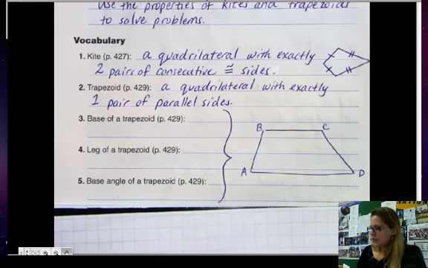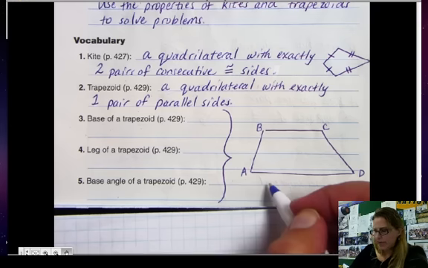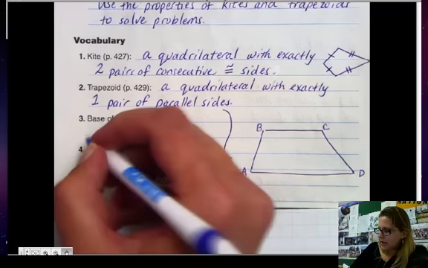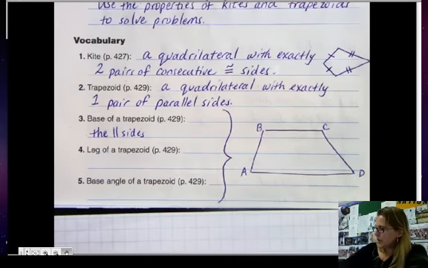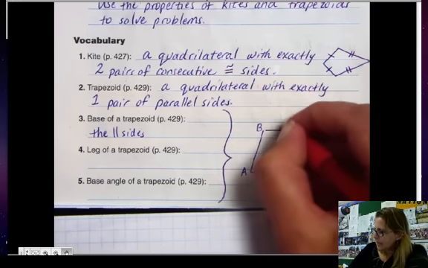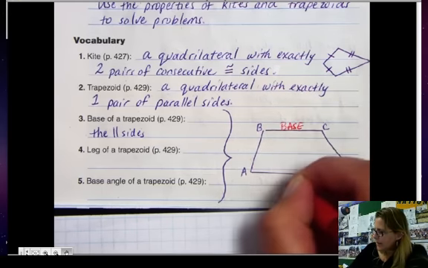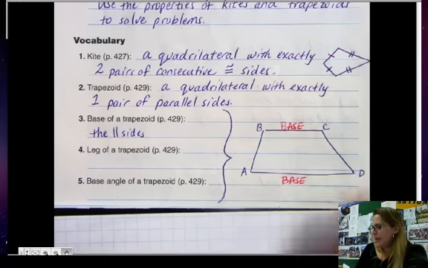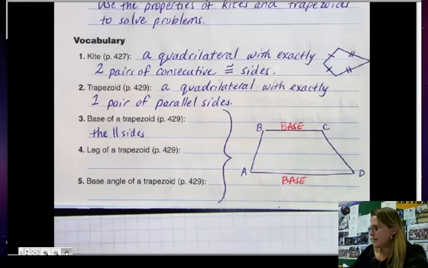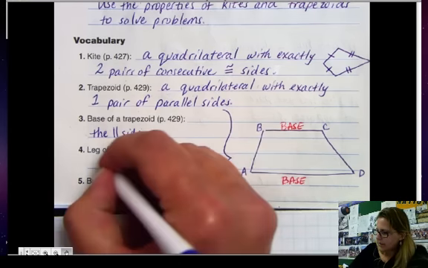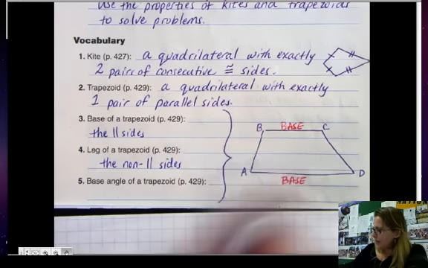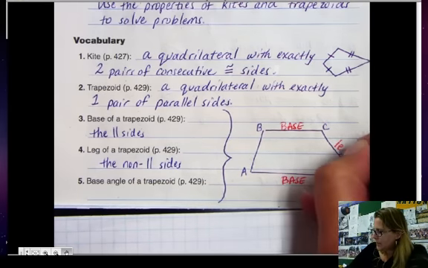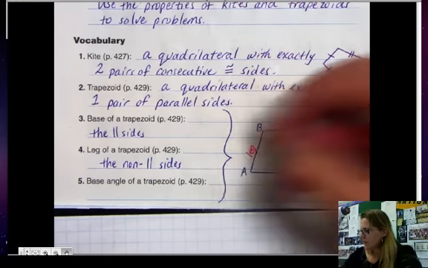First of all, you need to know that the bases of a trapezoid are the parallel sides. So in this picture, this is a base, and this is a base. So BC and AD are the bases. The legs of the trapezoid are the non-parallel sides. Okay, so this is a leg of a trapezoid, and this is another leg of a trapezoid.